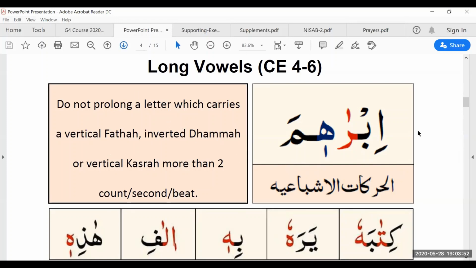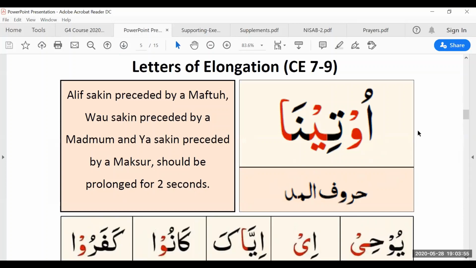Okay. So before Ramzan, we also covered letters of elongation. So there are 3 letters of elongation: alif, waw, and ya. And the rule is that if alif sakin is preceded by a maftuh, if waw sakin is preceded by a madmoom, and ya sakin is preceded by a maksur letter, then it should be prolonged for 2 seconds. So, utina. And I would like to request all the students to repeat after me as well, just for practice.